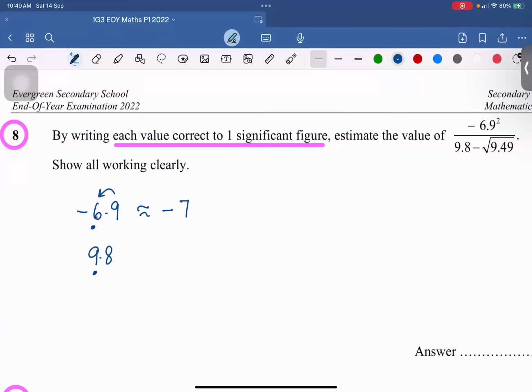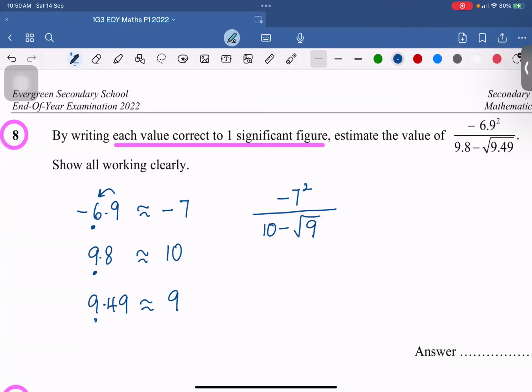9.8, 160 become 10. One more. 9.49, 160. 9. Thank you. Okay, Ken, you're done. All right, so in this case, I'll plug all this number, negative 7 square over 10 minus square root of 9. Oh no, this is very ambiguous.